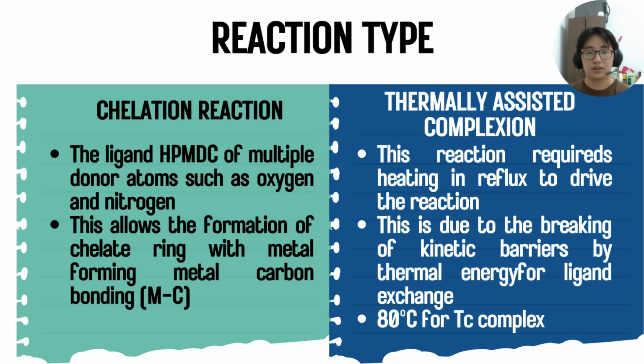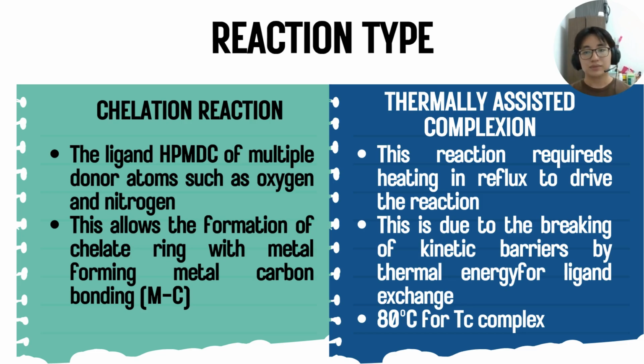On the other hand, the other reaction types are the chelation reaction and also the thermally assisted reaction. The chelation reaction occurs because the HPMDC ligand has multiple donor atoms. They consist of a lot of donor atoms such as oxygen and nitrogen, which allow the formation of chelate rings with the metal. So we form metal-carbon bonding, which is the most important bonding in organometallic complexes.